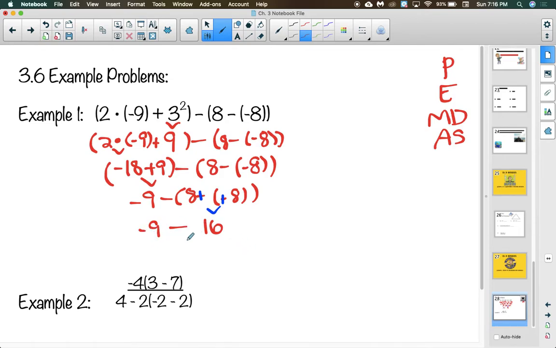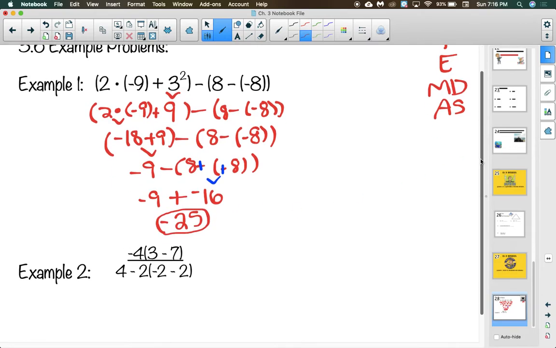And now my last problem here is negative 9 minus 16. Add a line, change the sign. More negatives than positives, right? Both of them are negatives, so I have to add them together. I can't make 0 pairs, so I get the final answer, negative 25.